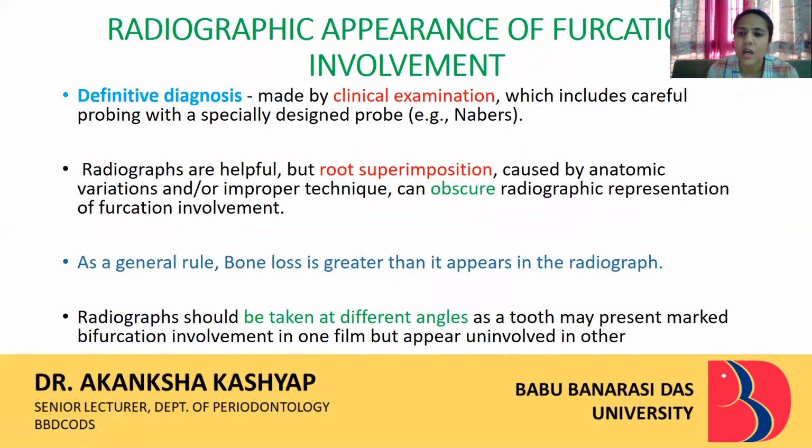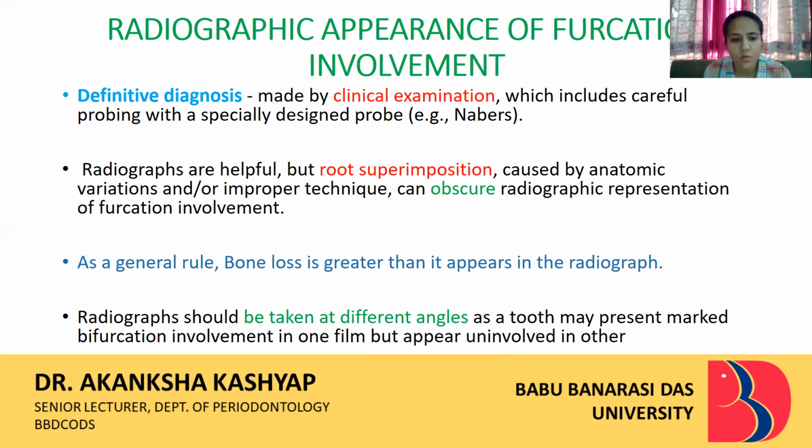Now, radiographic appearance of furcation involvement. For furcation involvement, the definitive diagnosis is made by clinical examination, which is done by a specially designed probe, that is the Nabers probe. Radiographs are helpful, but there can be root superimposition, caused by anatomical variation or improper technique, which can obscure the radiographic representation of the furcation involvement.